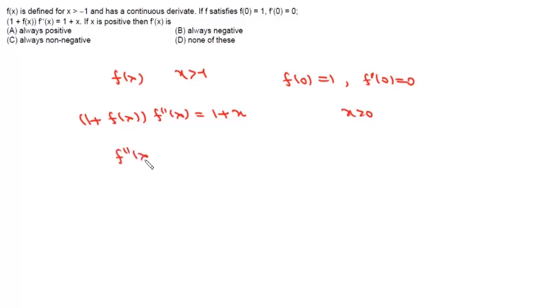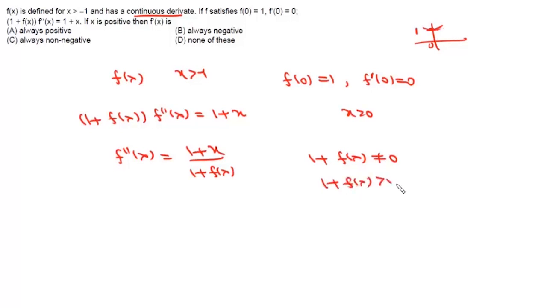Now if we look at it, f double dash x will be 1 plus x upon 1 plus f(x). Now since this function has a continuous derivative and f double dash x exists, that means this 1 plus f(x) must not be equal to 0. So it will be either always positive or always negative. It is given that at 0 this value is 1, so at 0 this value is positive, so that means this 1 plus f(x) will be greater than 0 for all x greater than 0, and this 1 plus x is also positive. That means f double dash x is greater than 0 whenever x is greater than 0.